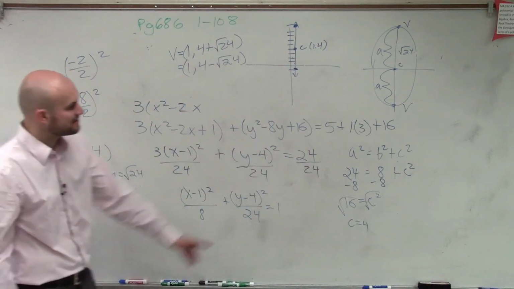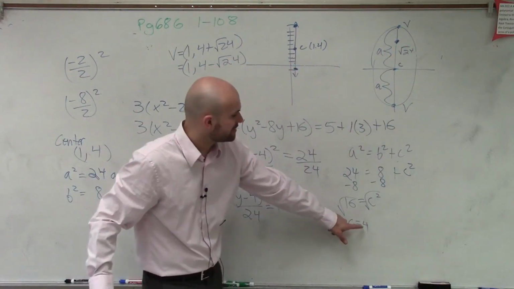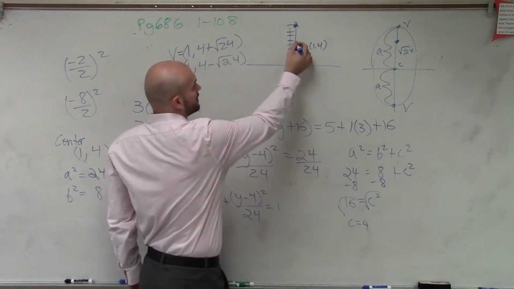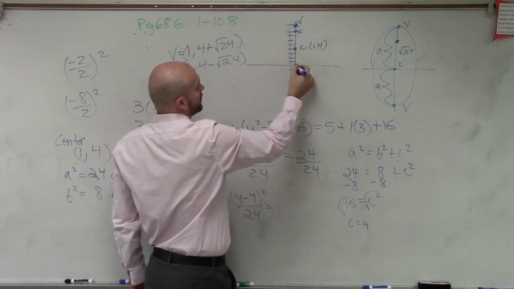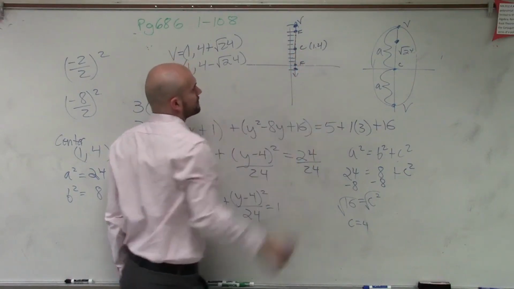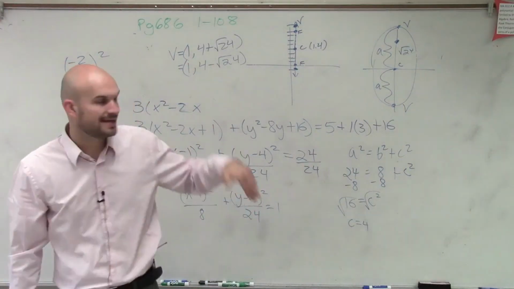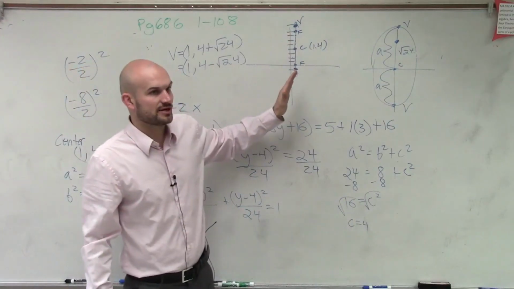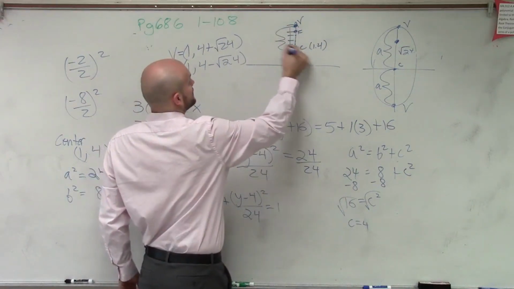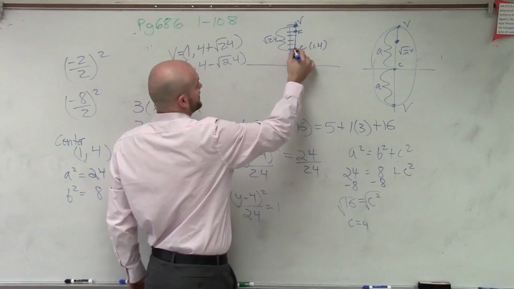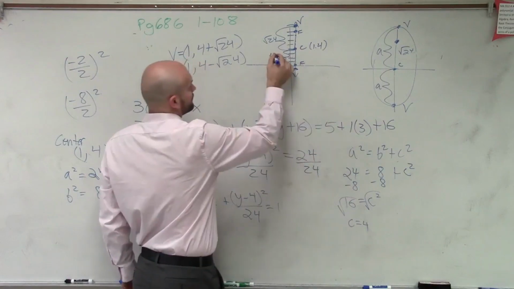Then I need to go and determine my focus. So now my focus is a distance of c. And since we're adding plus or minus c, I'm going to go up 4, 1, 2, 3, 4. That's going to be my focus. And down 4, 1, 2, 3, 4. Because remember, your center, your vertices, and your foci all lie on the major axis of symmetry. Notice the distance from the center to my vertice, ladies and gentlemen, this distance is the square root of 24. This distance, the distance from my center to my foci, was 4.